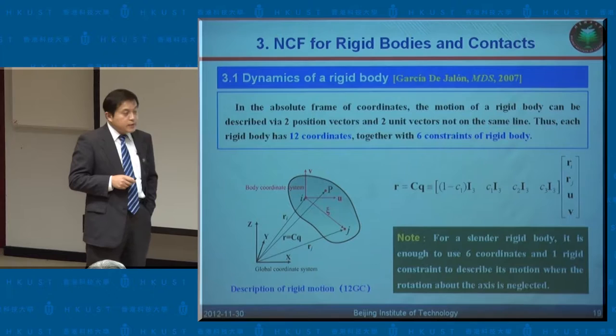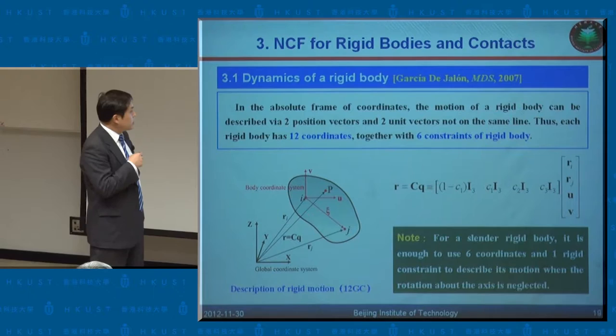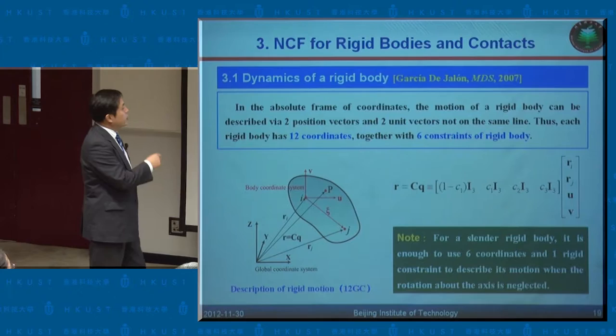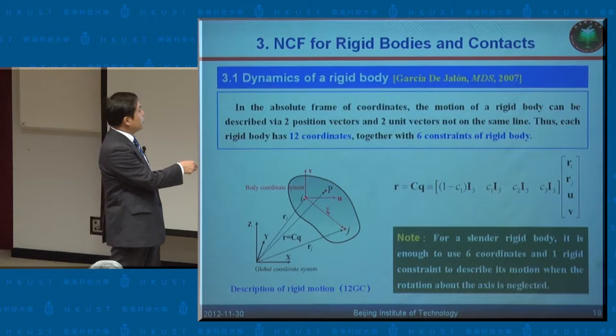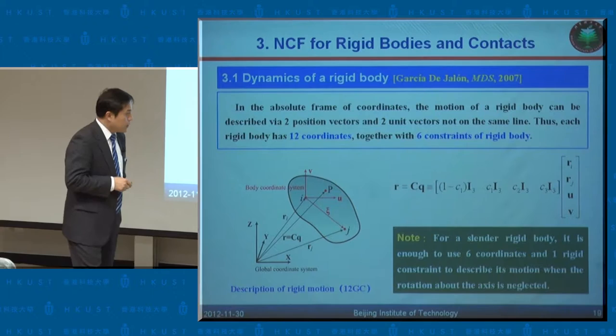And here we have a global coordinate or absolute coordinate. And we do not care where the mass center is on this rigid body. We use two position vectors, I and J, together with the two unit vectors which are not on the same line, such as the U and V. And so now we use four vectors in three-dimensional space, and then these imply 12 quantities. However, the total independent degrees of freedom of this rigid body is only 6.